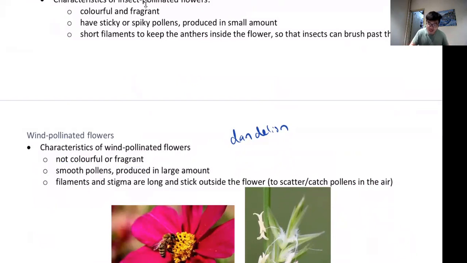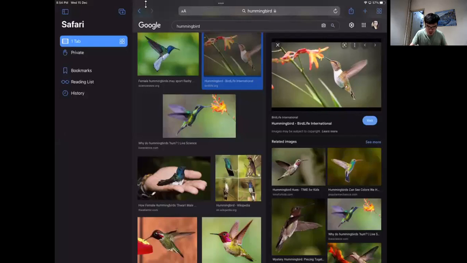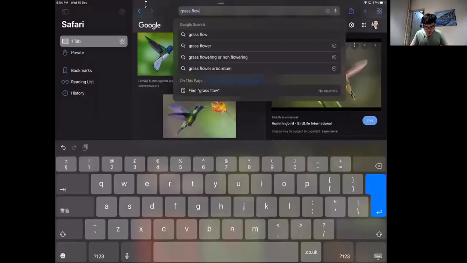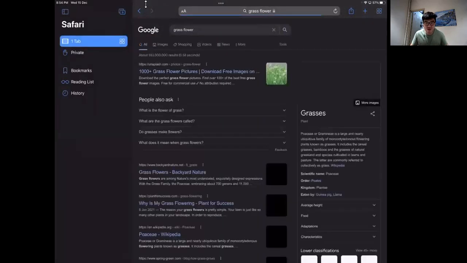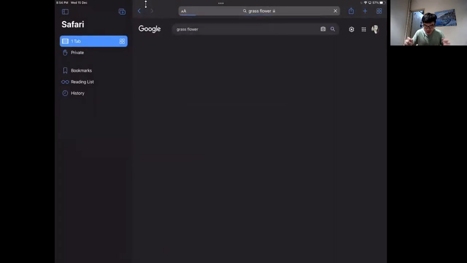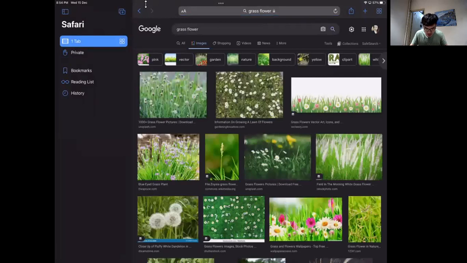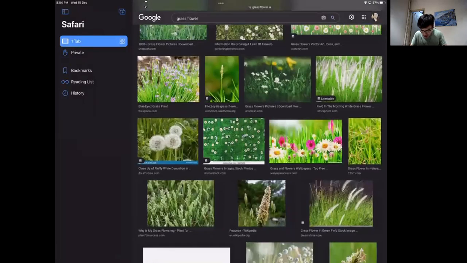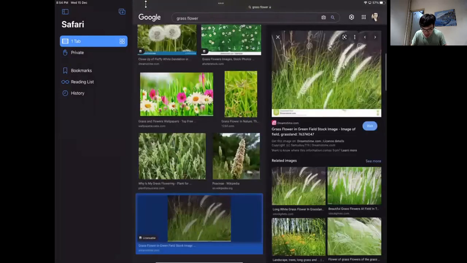Do you know grass has flowers too? Next time when you go back to your physical class in school, you go to your field. Your field has grass, right? Grass has flowers too. Sometimes when you sit on your school field, you can actually see some of the flowers. Sometimes in the middle of the field, you can see one flower there, white colored. That's the grass flower.